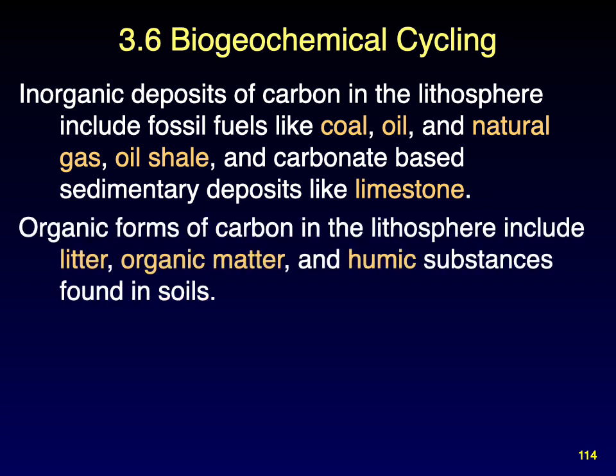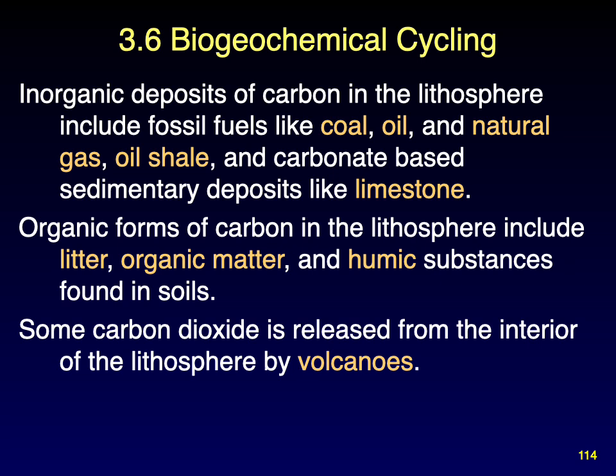Organic forms in the lithosphere include litter. So litter is the material that falls from trees, the needles, the branches, bodies of dead organisms. Then that is converted into organic matter, and then in the final stages of decomposition, you get a substance called humus. So humic substances, and these are very fine-grained materials, and then from that the humus is converted back into the nutrient elements.